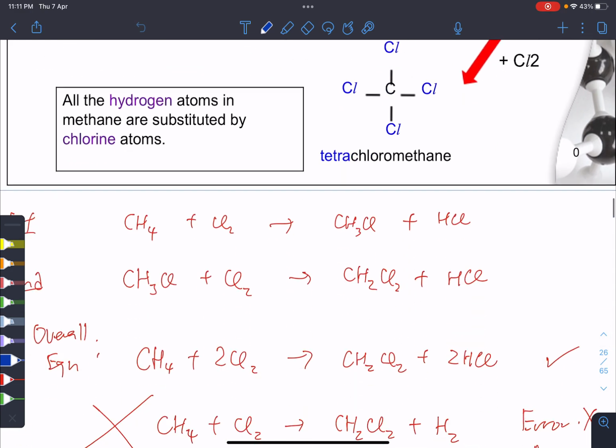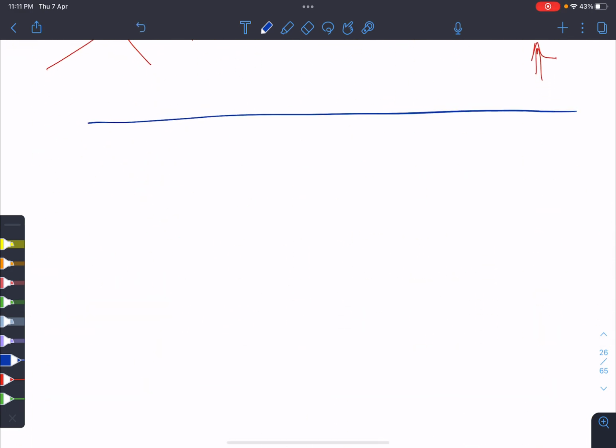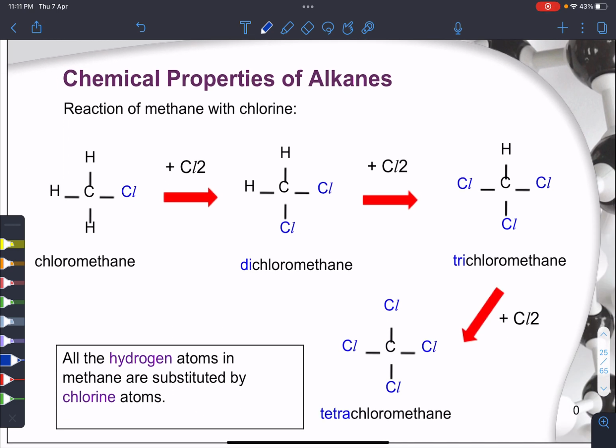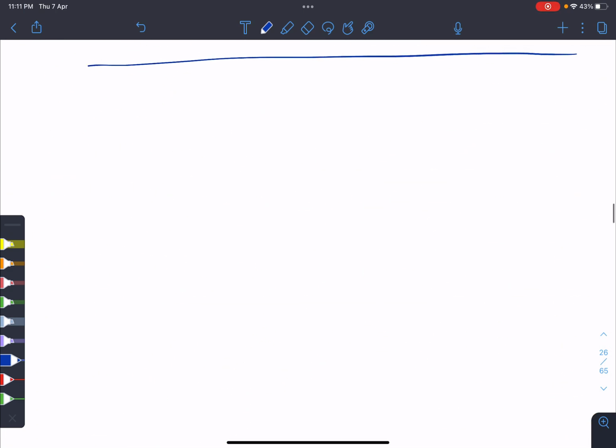How can I limit my product? As you can see here, technically speaking, it can keep substituting. Eventually, every H can be substituted by the Cl or the Br. That's true. But how can I control? If I want mono substituted, meaning substitute one time, think about it. Something should be in excess.